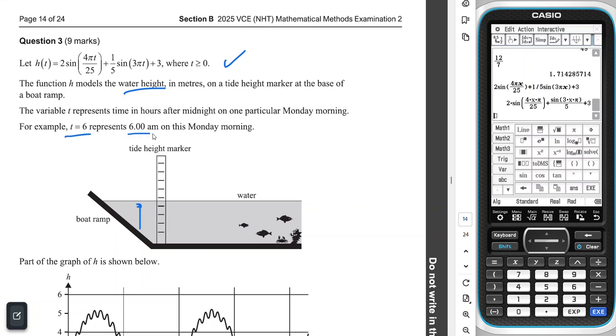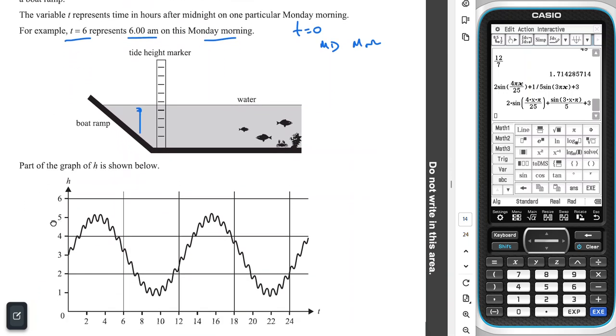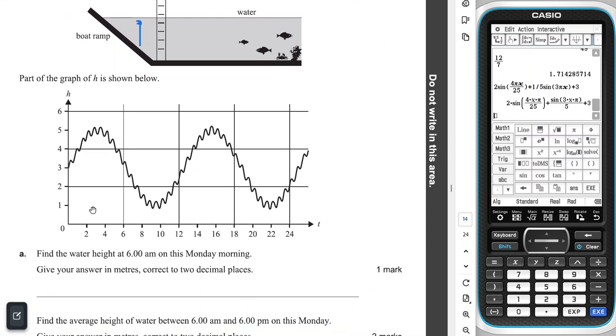T equals 6, we have 6 o'clock on Monday morning. So T equals 0 is midnight on Monday morning. Okay, and we've been given a graph. Find the water height on Monday morning.